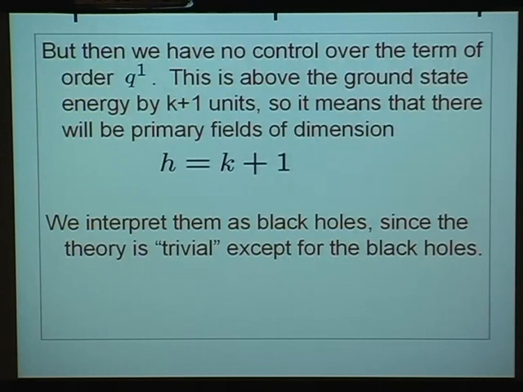We've got no control over the term of order q to the 1. This is above the ground state by k plus 1 units, so it means there will be primary fields of dimension k plus 1. And we interpret them as primaries related to black holes, since the theory is trivial except for the Virasoro algebra, which we already took into account, and the black holes.